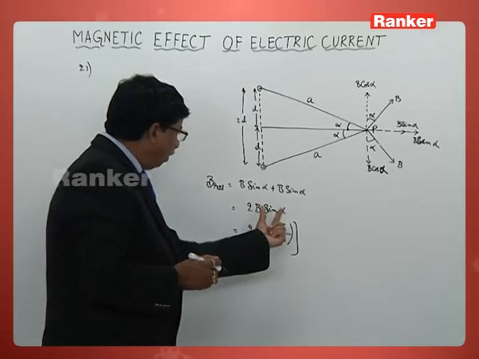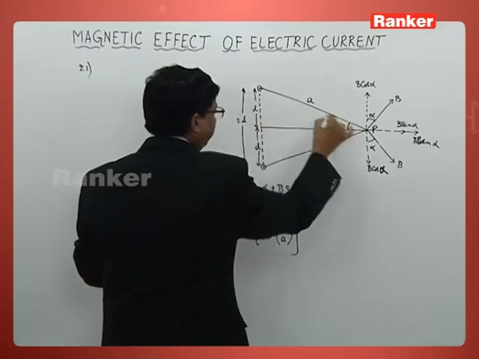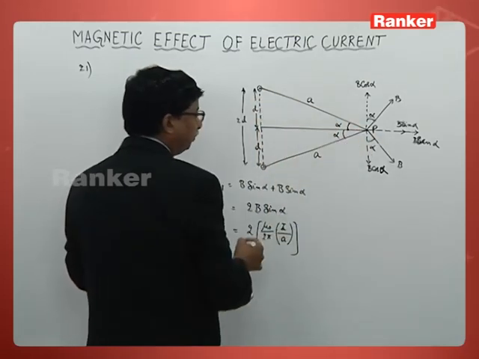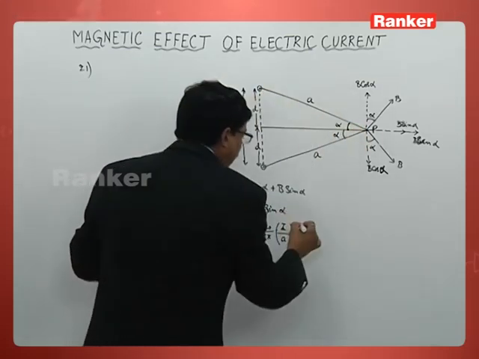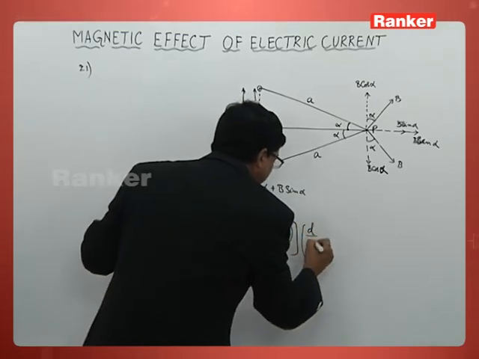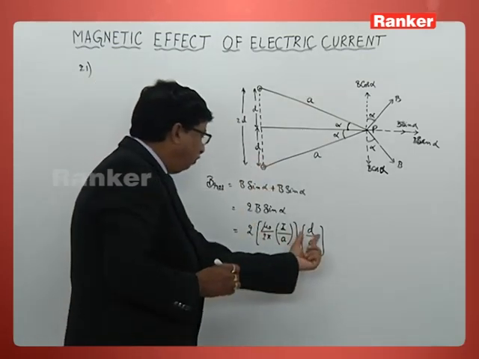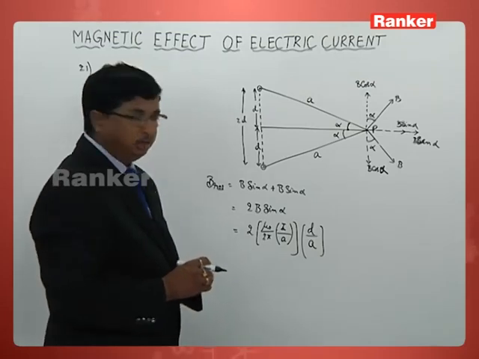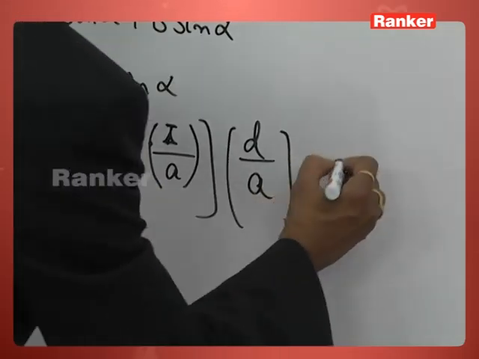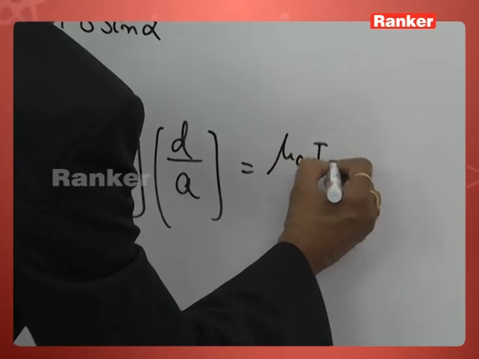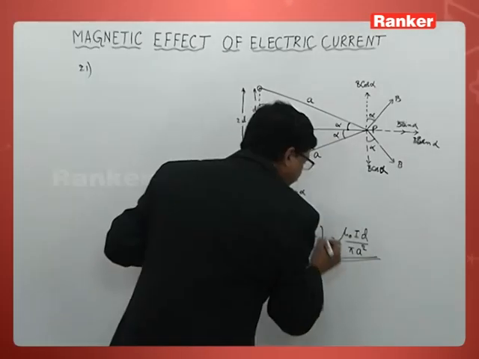But next, what is this sin alpha? Look at this particular triangle, either the upper one or the lower one, no problem. What will this sin alpha be? Opposite by hypotenuse. The opposite value is D. The hypotenuse value is A. So in place of sin alpha, I can now write D over A. Simplify this now. To write the resultant, the 2 gets cancelled here, and you are left with mu naught I D by pi A square. This is the outcome.